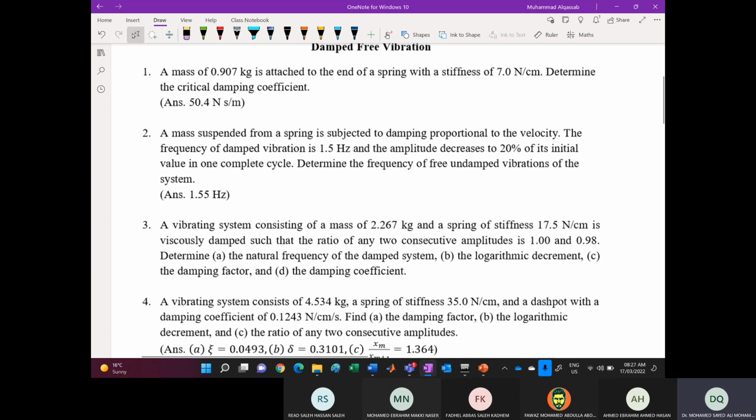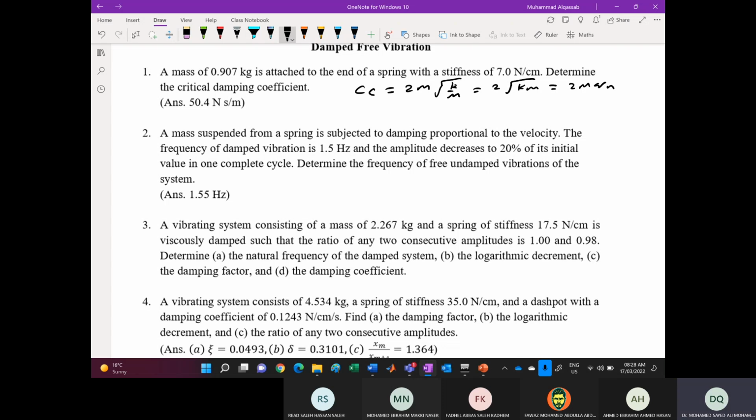Question 2, a mass suspended. So you can use Cc equal to 2m square root of k over m, or equal to 2 square root of km, or equal to 2m omega n. Any one.